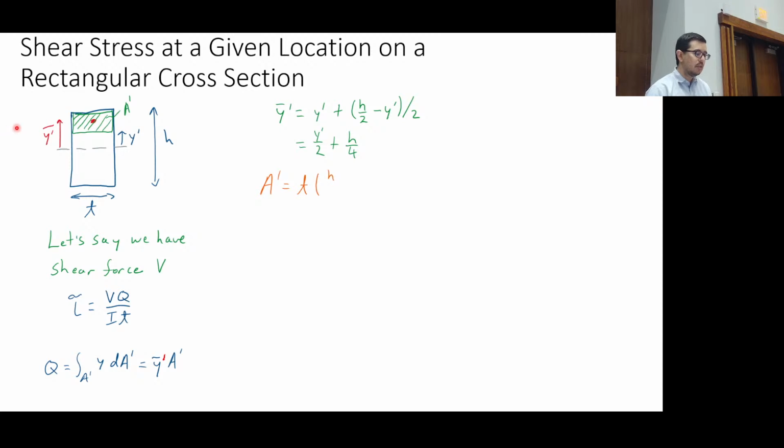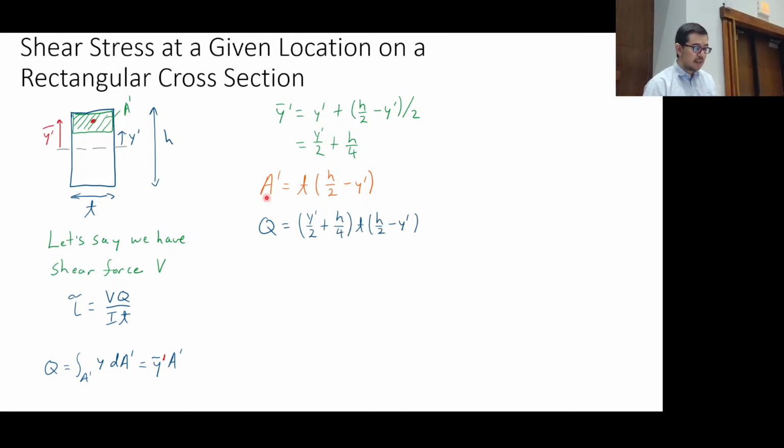The a prime is going to be this width, and we already calculated what the height of this was. That was the h over 2 minus y prime. And so that's the a prime. So therefore, if we look at q, q is going to be y bar prime times a prime, like this.